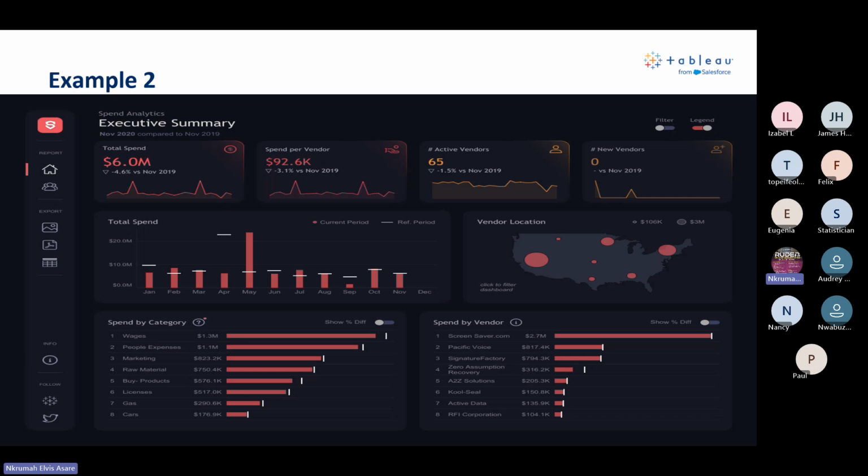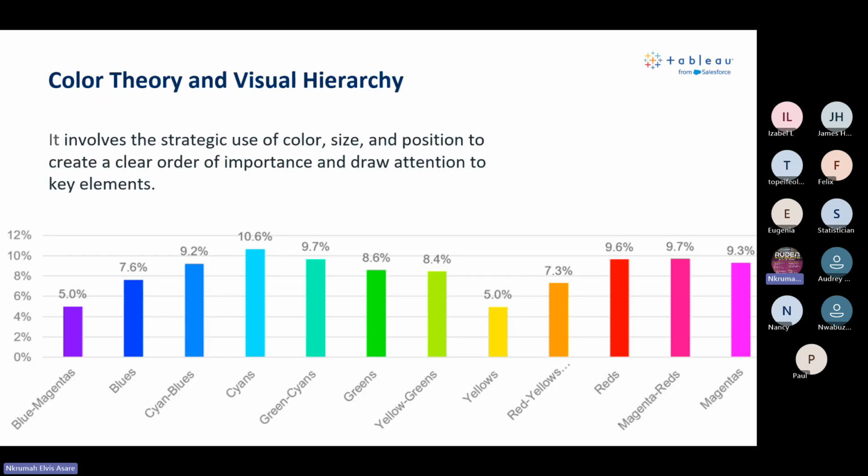It's not about putting all the information in one place and trying to fit everything there. Tableau gives you the opportunity to create different pages and several dashboards, even for a particular project. So why not split it into different dashboards based on particular criteria instead of compounding all of them into one dashboard? Now, the second principle is about understanding how color theory works and the visual hierarchy.